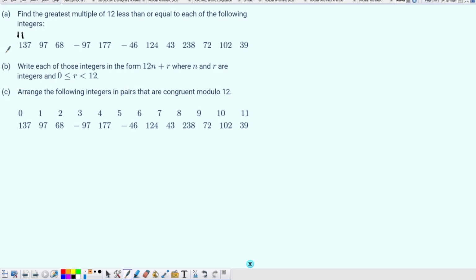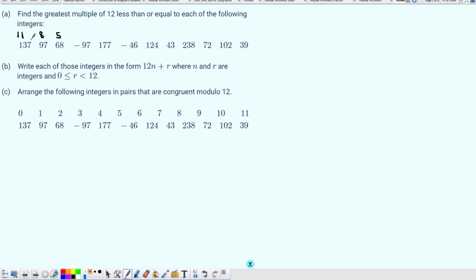97. Well, I know that 12 times 8 is 96, and I'm pretty sure that's as close as we're going to get. So 8 would be the closest multiple of 12. 68. Well, 5 times 12 gets me 60. Another 12 would get me 72, so I'm going to have to go with 5.